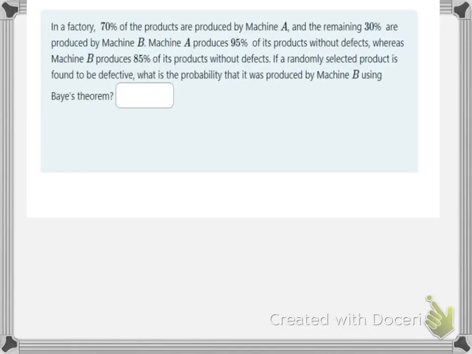Here the question said, in a factory 70% of the products are produced by machine A. So probability of A is 0.70, and the remaining are produced by machine B, so 0.30.